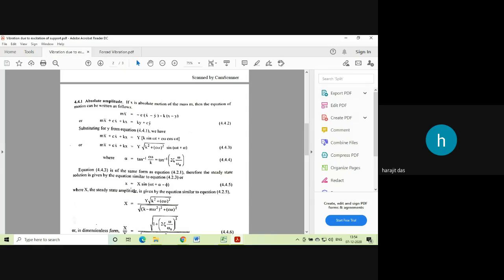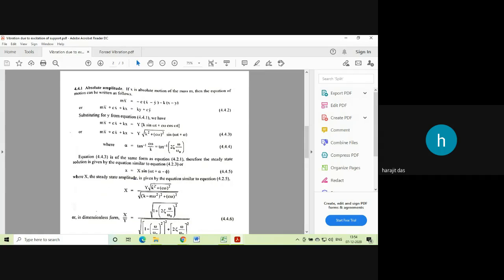So for this system also, just like our previous solution under forced vibration, where we didn't consider the vibration of the support, x is the steady state amplitude, and we are going to find this x only. And it is given by an equation similar to this one, from where this equation actually comes.